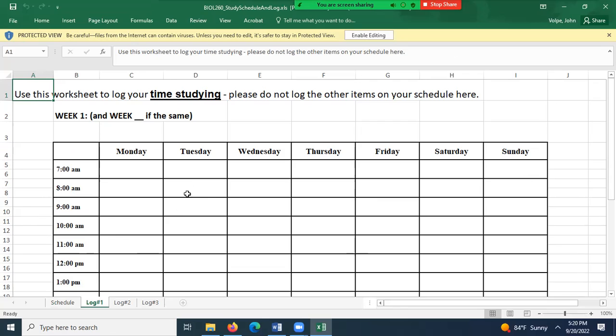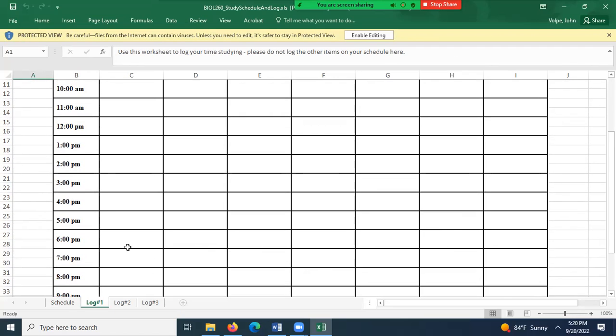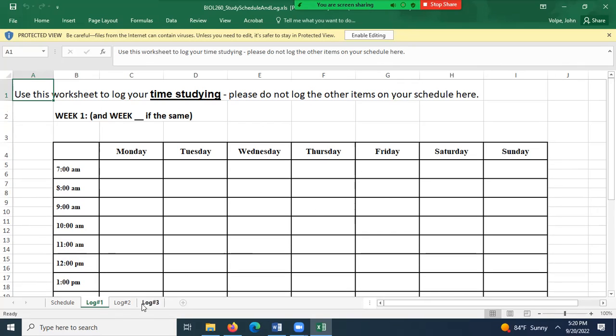On log 1, you put for what week, which would be week 1, when you're studying for week 1, which I think I said from 7 to 10 on Monday. And then do that for each of the days of the week. So on log 1, which is tab 2, put what week you're studying. So this should be week 1. No, it's right there actually. And if there are other weeks you're doing it, you can add that in.